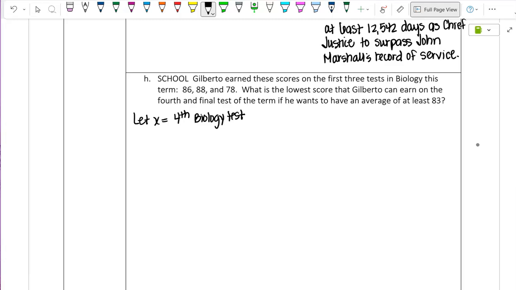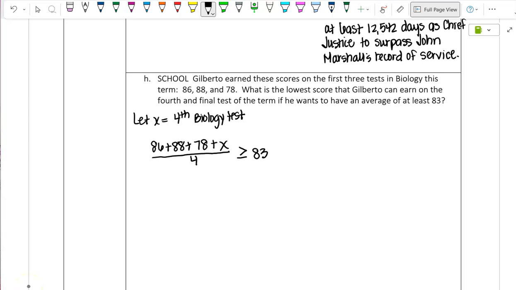And again, how we get an average is we add up everything and divide by the number of items. In this case, there's 4 tests we're talking about, so we're going to divide by 4. So 3 of the 4 we know, so we're going to take 86 plus 88 plus 78, and then plus x, what that unknown 4th score is at the moment. To average that, we would have to divide all of that by 4, and he wants to have an average of at least 83, which means it needs to be greater than or equal to 83.